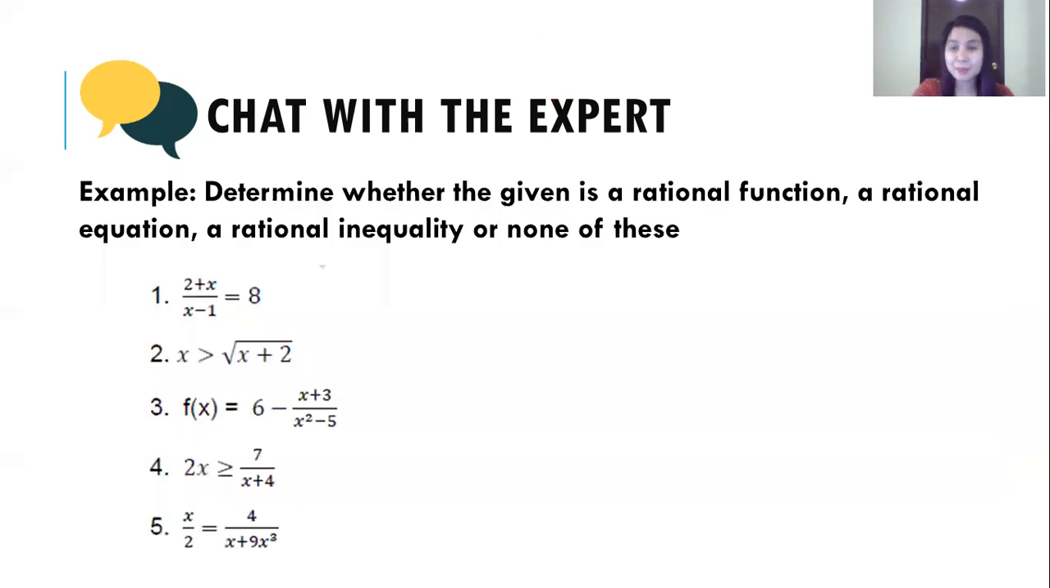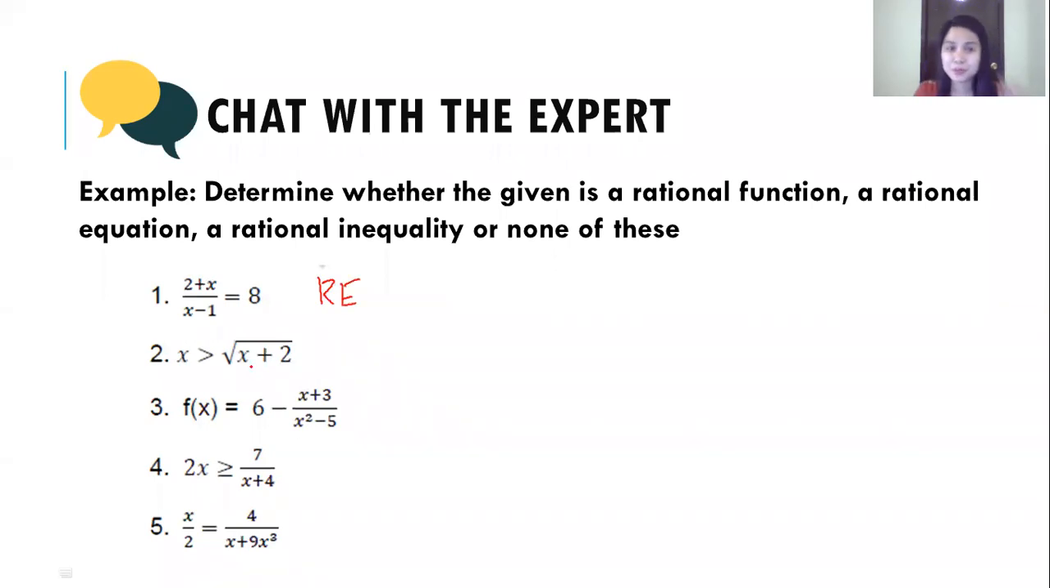Now, here are some examples. Ready? The first one, prepare your chat boxes. Can you tell me what the first one is? Is it a rational function, rational equation, or rational inequality, or none of this? Ready? In your chat boxes, number one, 2 plus x over x minus 1 equals 8. Very good. It is a rational equation. I'll just write RE, okay?